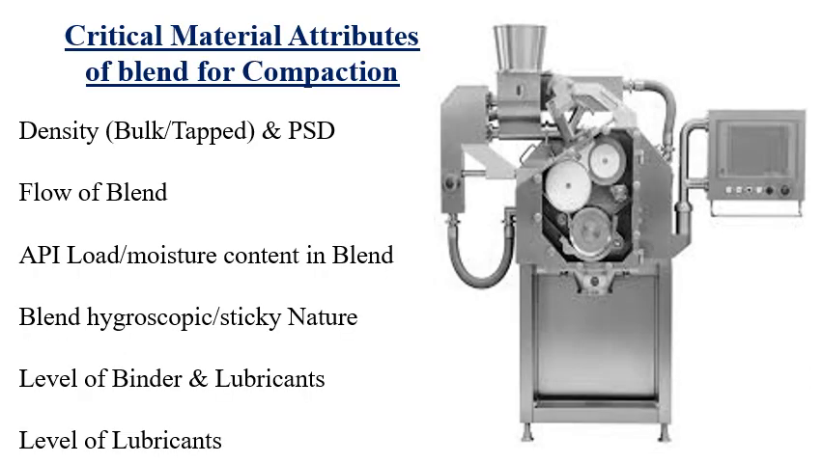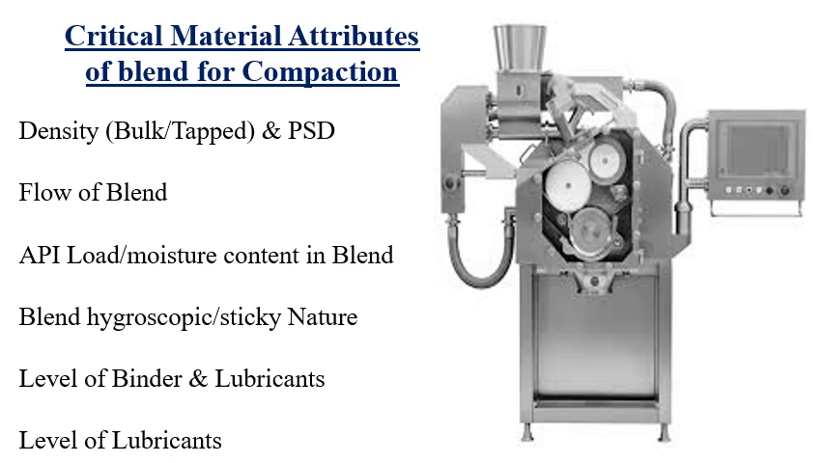Coming to the critical material attributes of blend for compaction. Before compaction, we need to make a blend which contains the API and the other raw materials. It may contain diluents, disintegrants, glidants, lubricants and other materials as per the composition.